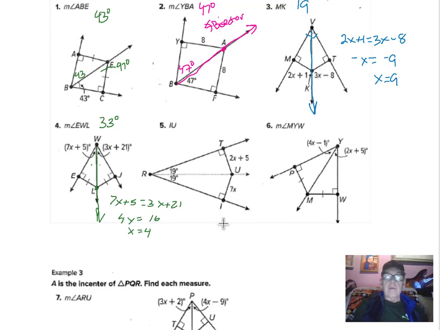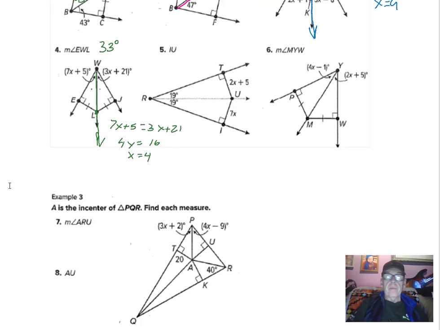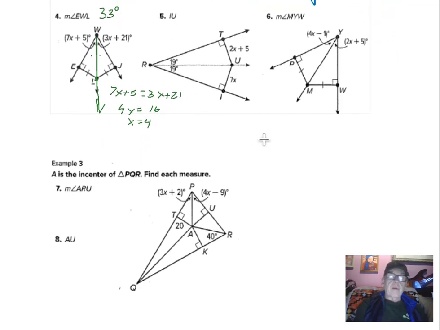Let's look at number 5. Let me move this up. So for number 5, let's see. They're showing us that this angle TRU and angle IRU are both 19 degrees. So that means that those two angles are congruent to each other, which means that RU, ray, must be an angle bisector. So we could say RU, ray, bisects angle TRI. And since it bisects, angle TRU is congruent and equal to angle IRU.